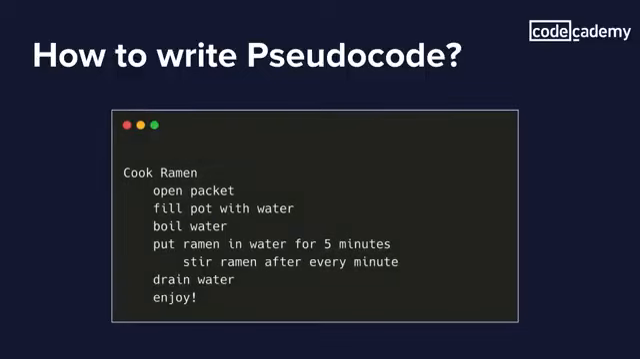Then you might fill a pot with water. Then you might bring the water to a boil before putting the ramen in for 5 minutes. Then you'll stir the ramen once every minute. And then after 5 minutes, you drain the water before you enjoy it. So you can turn everyday tasks, for example, doing laundry, cooking something else, going out to a store and purchasing coffee, into pseudocode, and this will help you write pseudocode in a way that makes more sense to you.